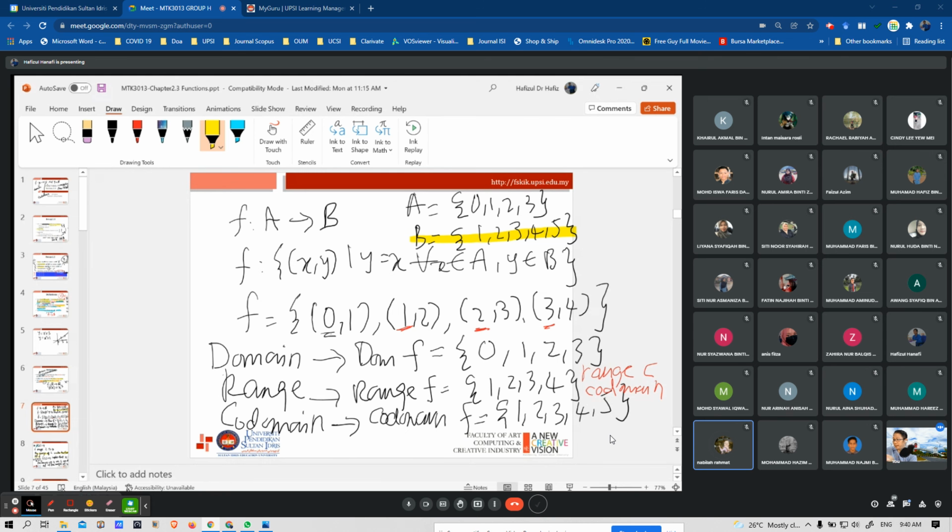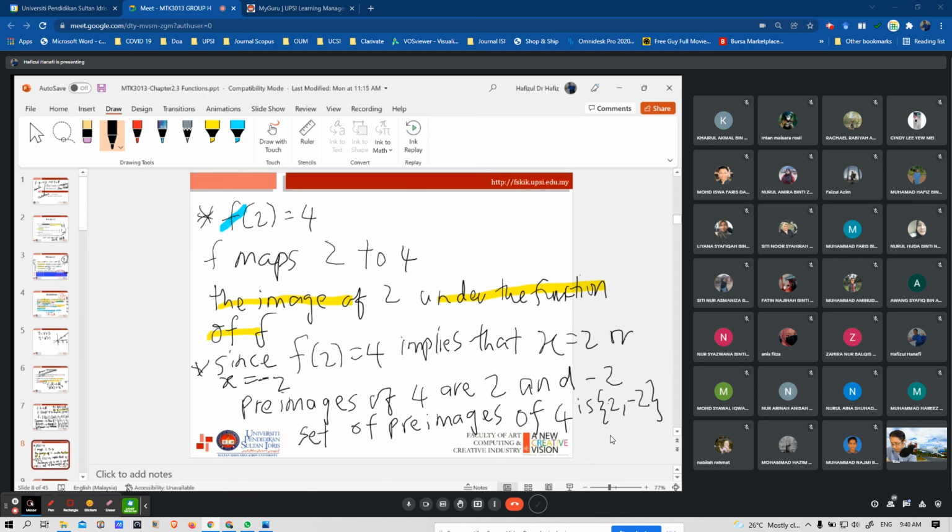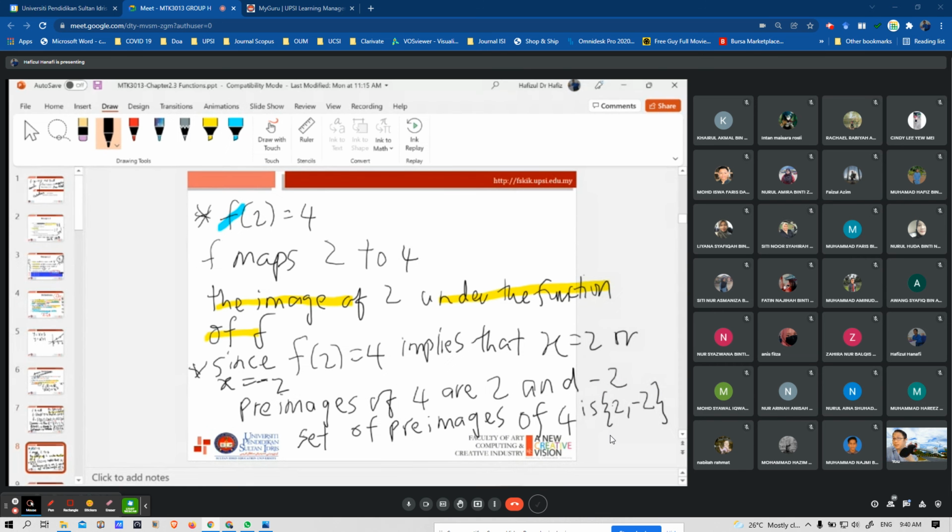Okay, and then, let's see, you have f(x) equal to 4. And then if we map 2 to 4, that is the image of 2 under the function f.